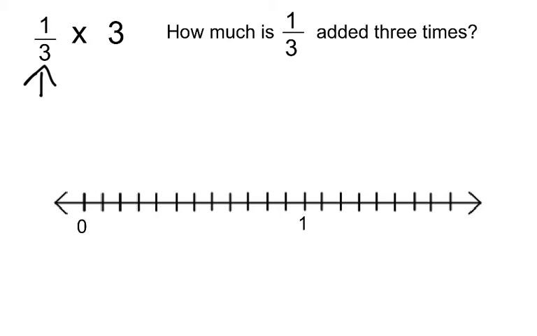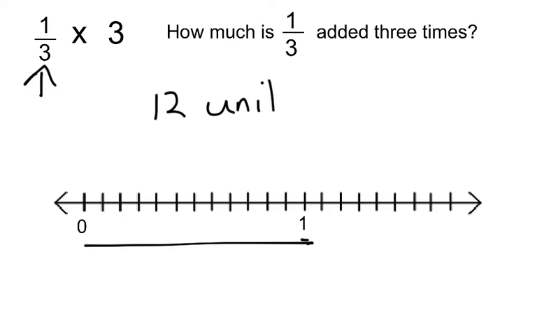So on this number line, we have 1/3. Well, we have 1 whole here, and so we need to break this up into thirds. So between 0 and 1, we have 12 units. So 1/3 of those units, we can break that down into 4 different sections.